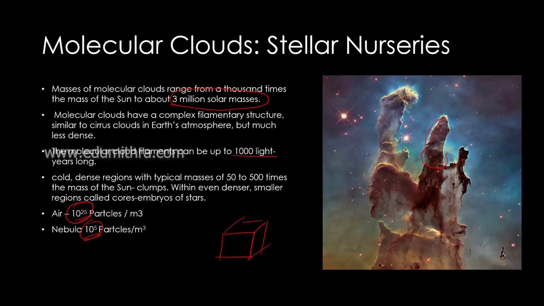Inside these molecular clouds, there are some clumps of matter, which are actually 50 to 500 times more massive than the Sun. They are called clumps, and within the clumps there are small regions called cores. They are called the embryos of stars. So in those cores, a star starts to form. Basically, we can say that stars are getting birth from the molecular clouds.